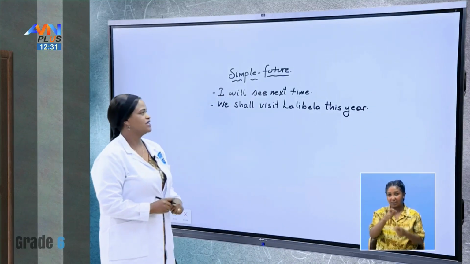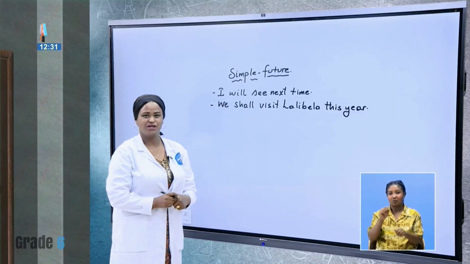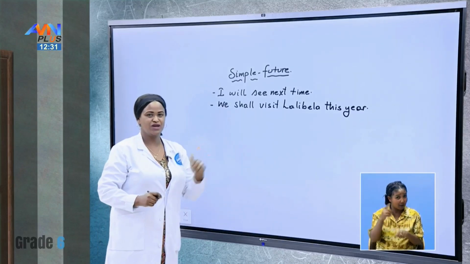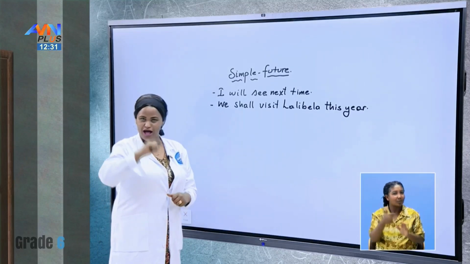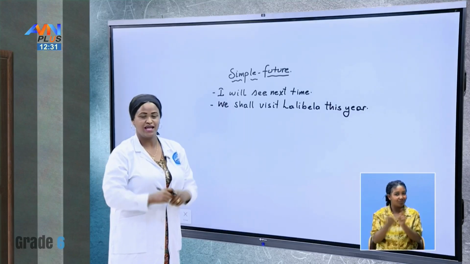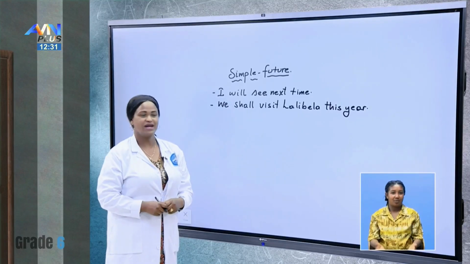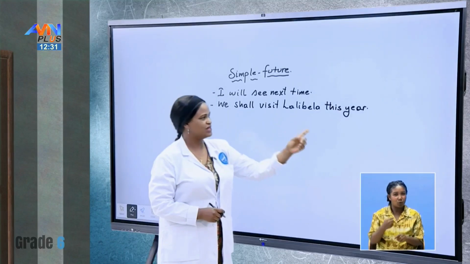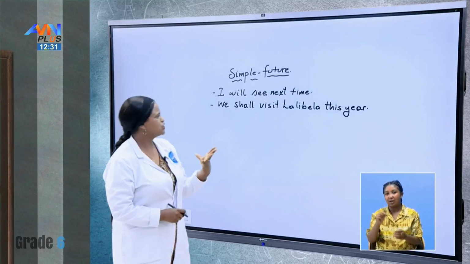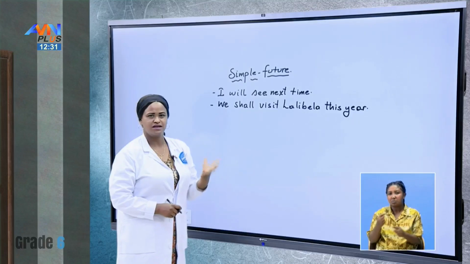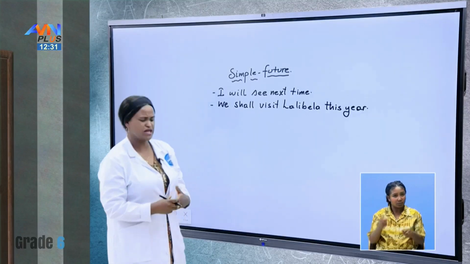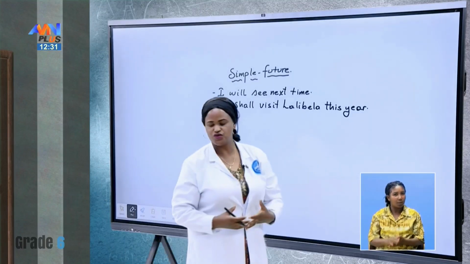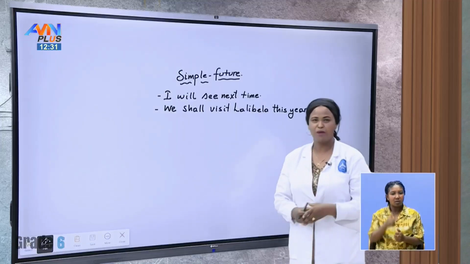The first one, I will see you next time. You remember last time when I say goodbye, what do I say? I will see you. Yes? And then here I come. Right? So, I will see you next time. We shall visit Lalibela this year. What kind of actions are these? Yes? When is the time of happening? Can you tell? Just by looking at these sentences. Can you tell the time?